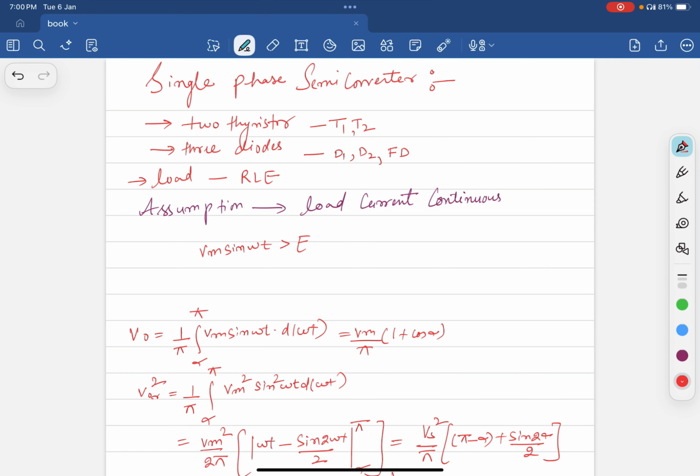Today we will discuss the single phase semiconverter. In a single phase semiconverter, we have two thyristors, that is T1 and T2, with the two diodes D1, D2 and a freewheeling diode. The load is RLE type, and we have taken the assumption that the load current is continuous.